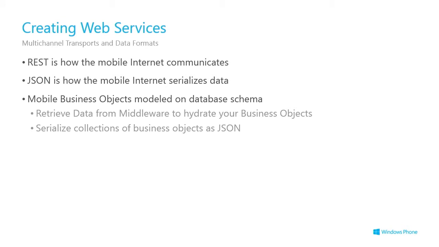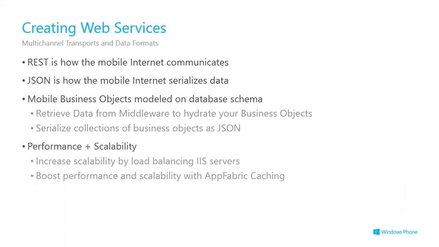Then you've got to create mobile business objects, those business entities that model the way your database schemas look that you've aggregated together. We make it really simple in IIS and Visual Studio. You're going to create these business objects. They're going to look like customer objects and product objects and orders. And then we make it really simple to serialize those objects as JSON, to send them over the wire, or in our case, wireless. And then, of course, we have performance and scalability. So we're going to load balance out our IIS servers, just like I alluded to earlier. And then you can go even further than that. That might take you so far.